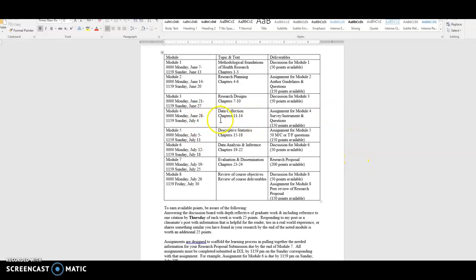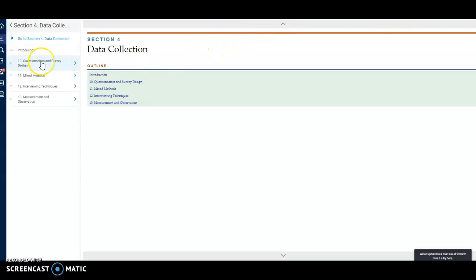Content for Module 4 is going to examine data collection. And then our assignment will be your answering the questions about which survey or what instrument you would use to deliver or to perform your research. Our data collection, we're looking at chapters 11 through 14.